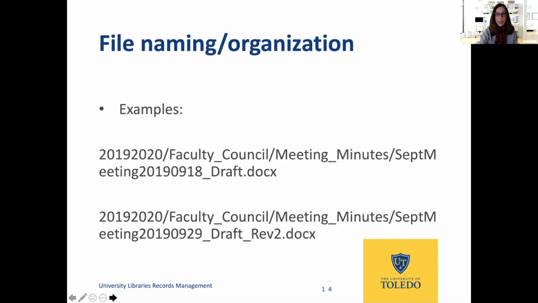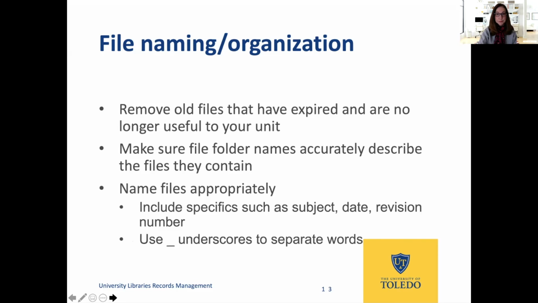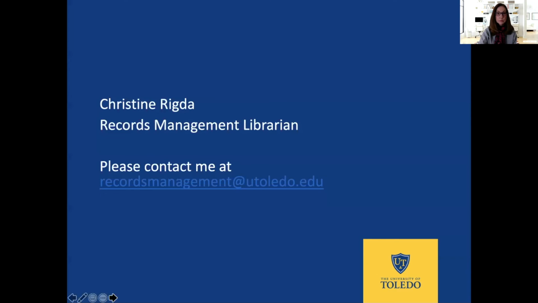Here are examples of naming conventions: year, folder, type of record, and then it gets more specific as it goes on. And mark whether it's a draft or not. So that's just records management in a nutshell.